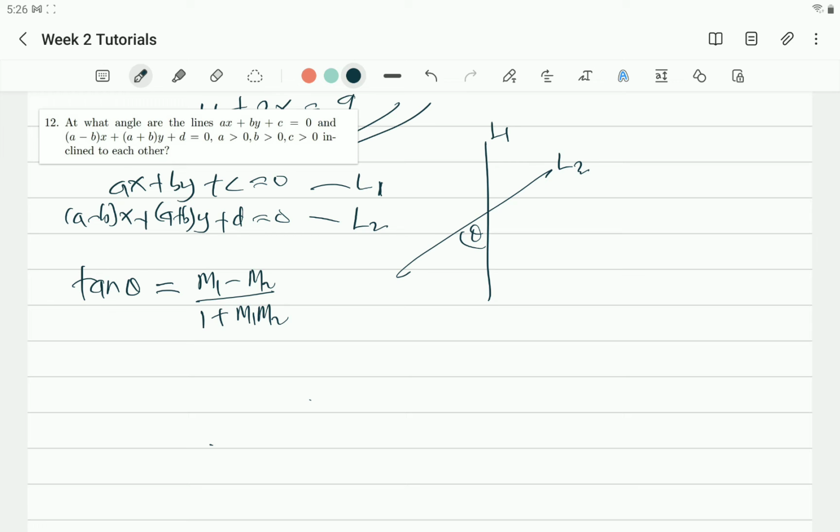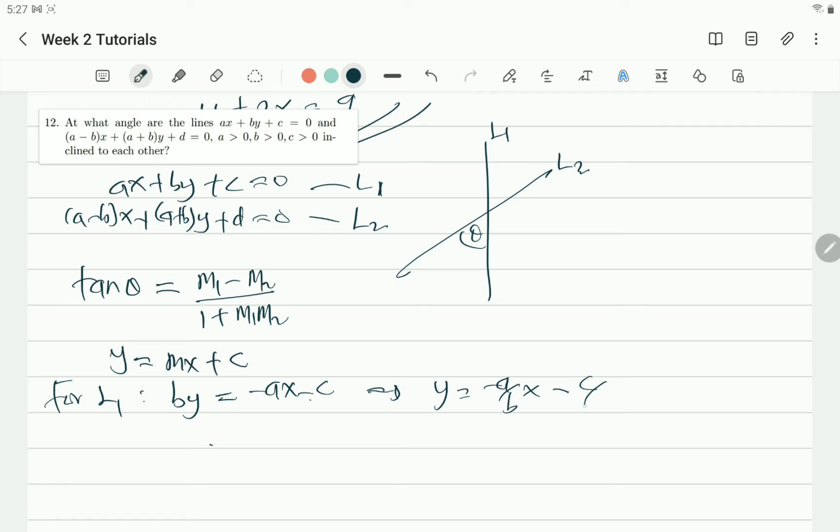Because we have the equations, we make sure we put the equations in the form y equal to mx plus c, like we did in the previous question, so that we can get it. So for L1 we can have it as by equal to minus ax minus c, and this implies that y is equal to minus a over b x minus c over b, right? So this finally implies that m1 is equal to minus a over b. We are taking the coefficient of x.